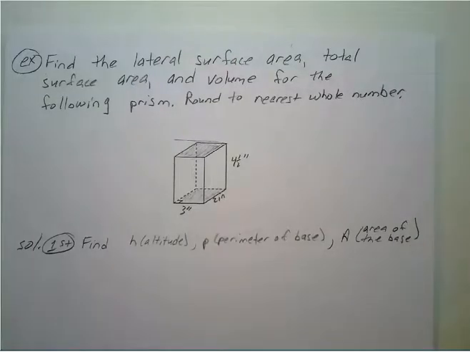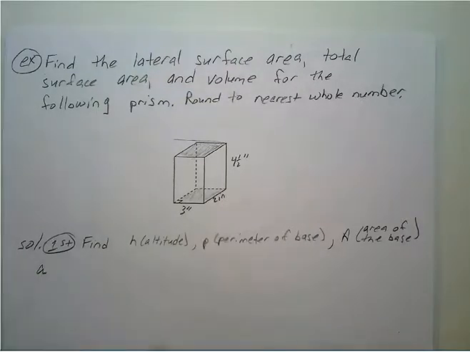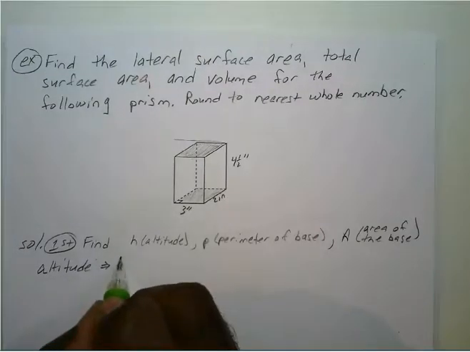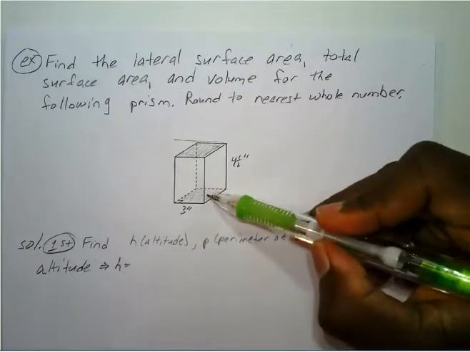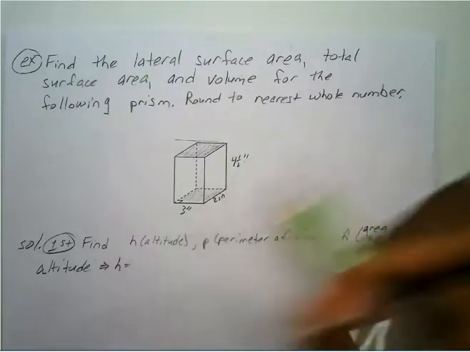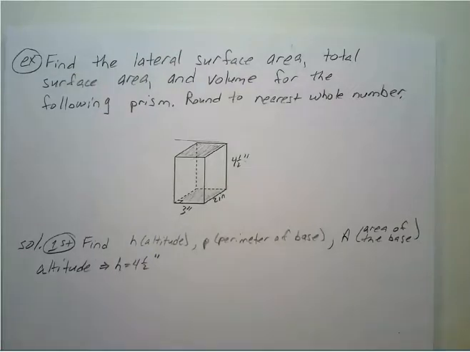Okay, so this can get a little bit tricky, and I'll show you why in a second. But I'm going to walk you through it, so you have to pay pretty close attention, because like I said, you can get slipped up a little bit. Okay, now for our altitude, our h is the distance between our bases. So if this is our base and this is our base, then the distance between those two bases is 4.5 inches.